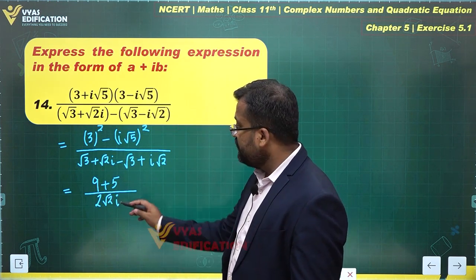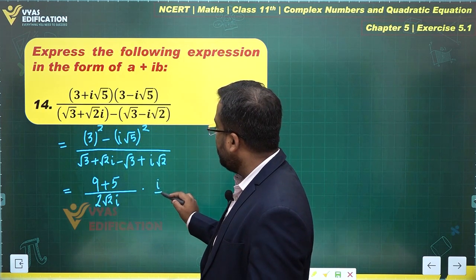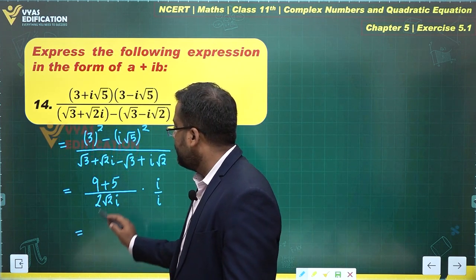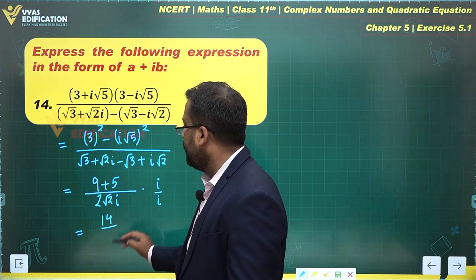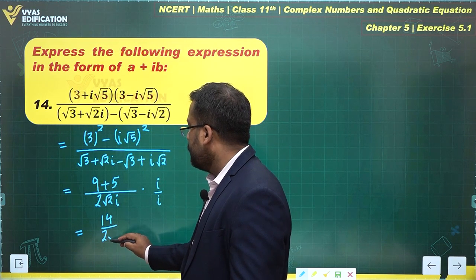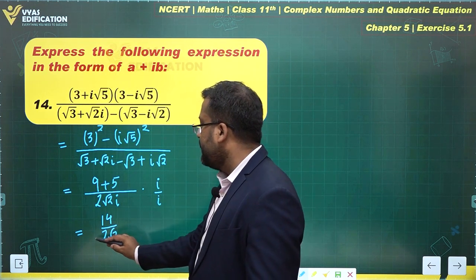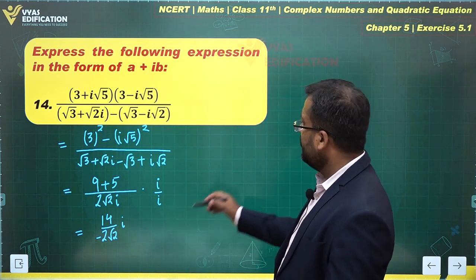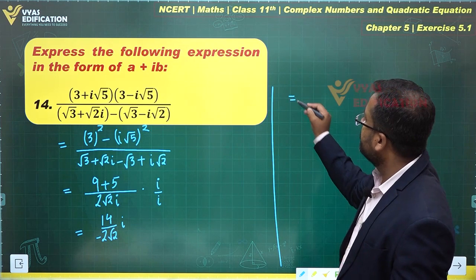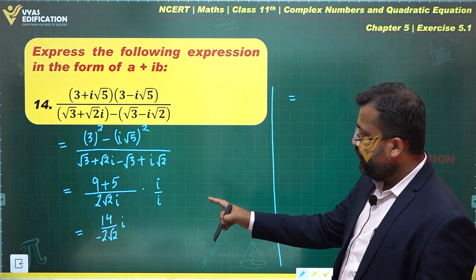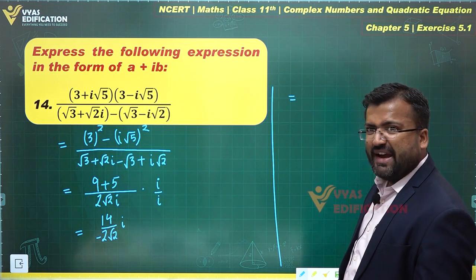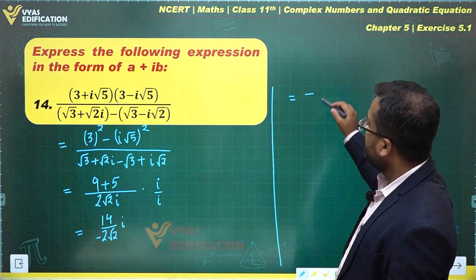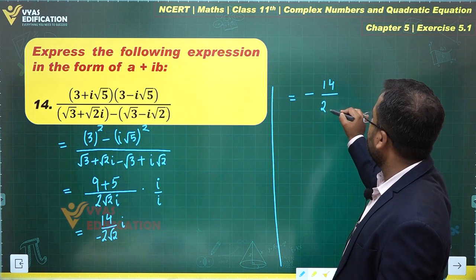Okay. And once you have an i in the denominator, we'll multiply with i in the numerator and in the denominator. And what does that give us? This is 14 upon 2 root 2 i square in the denominator, which will become minus 1, and there's an i in the numerator. What will this further simplify to? This will be equal to 14 upon 2 root 2 with a minus. So this is first of all minus, and 14 over 2 root 2.